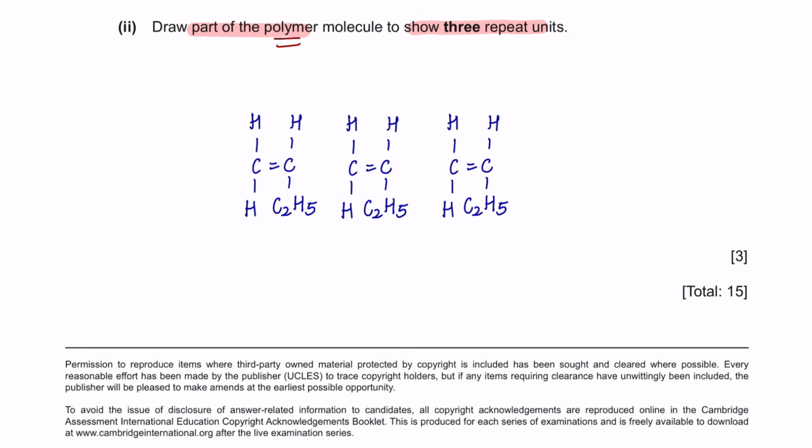8 H. Now we're going to draw 3 repeated units. When an alkene goes through addition, we're going to break the double bond and it will become a single bond like this. So this is what 3 repeated units of a butene polymer would look like.